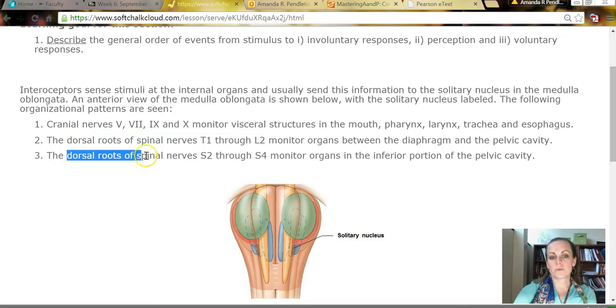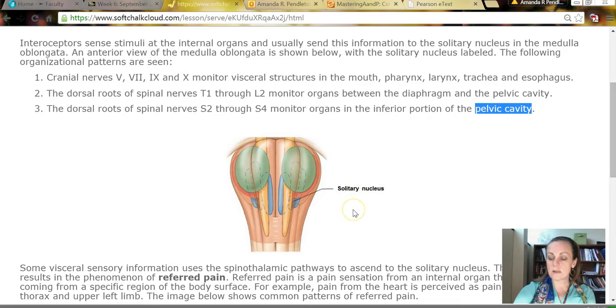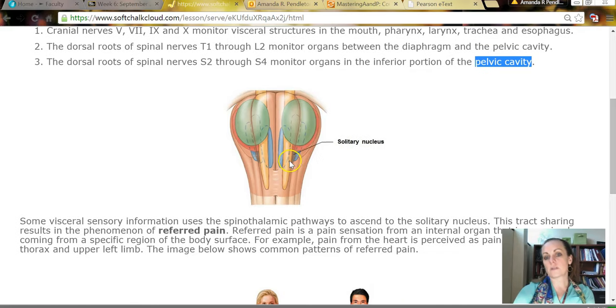And then the dorsal roots of these spinal nerves, so sacral 2, 3, and 4, those are going to monitor the internal organs in your pelvic cavity. They're going to send those sensations up to the medulla oblongata to what's called the solitary nucleus. Okay, so the solitary nucleus in the medulla oblongata is going to receive those visceral sensations.